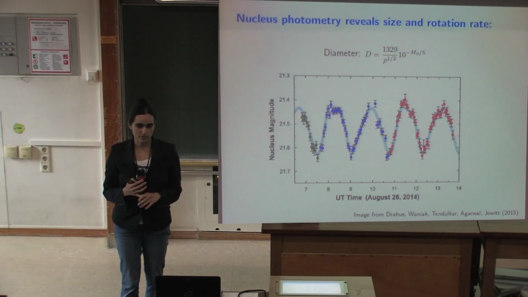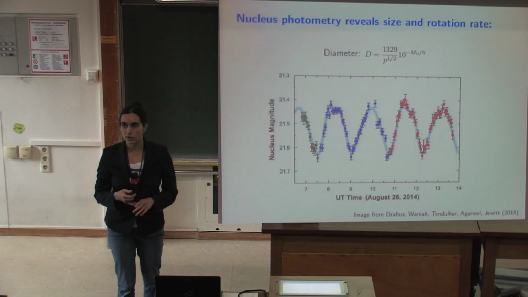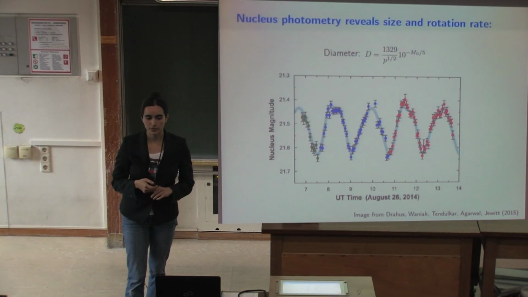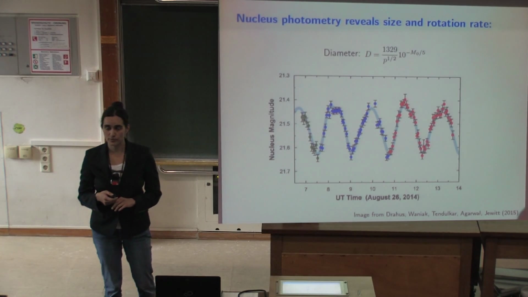So we know most active asteroids have nuclei between 100 meters and 2 kilometers. So they are really quite small.